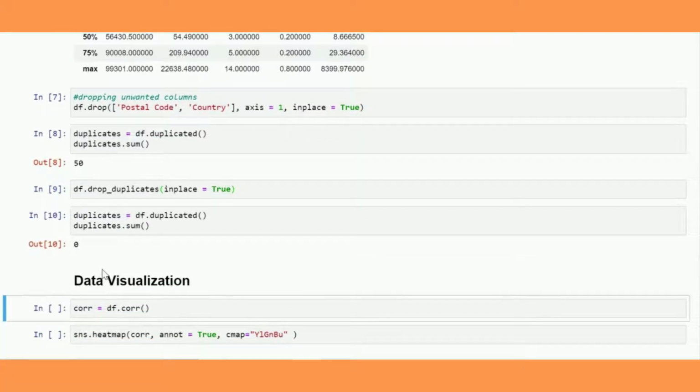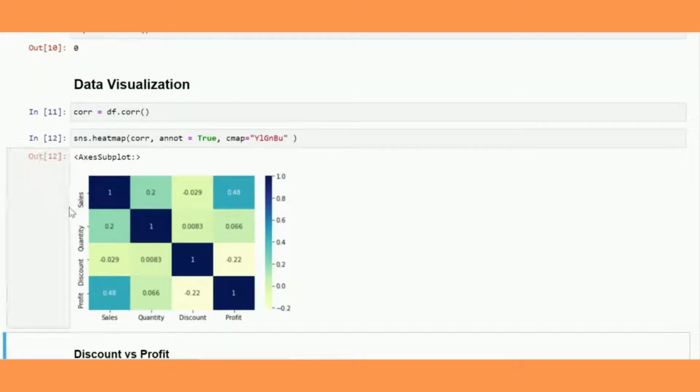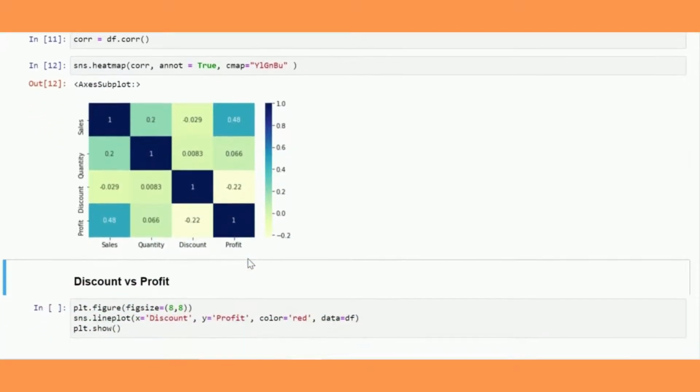Data visualization. As our first part, we are going to plot a heat map, and we can see that sales and profit show a positive correlation. This makes sense because as the sales increase, the profit increases.